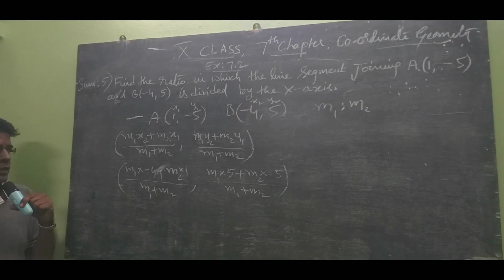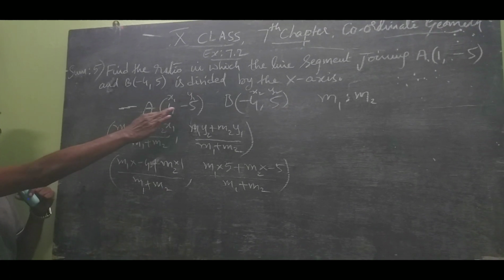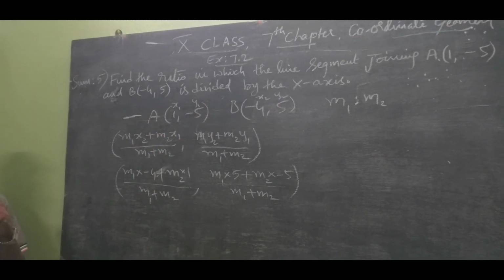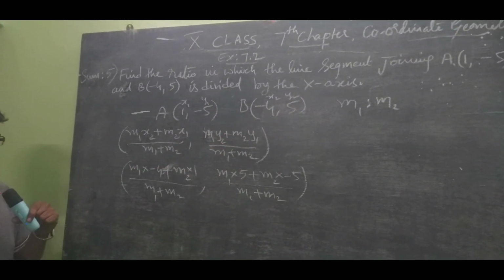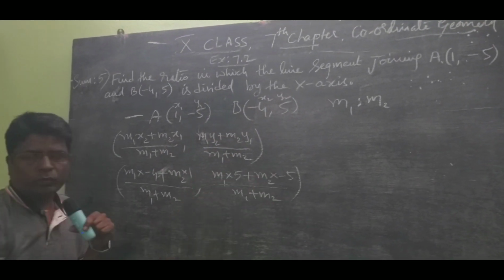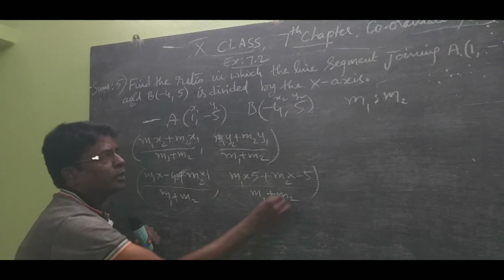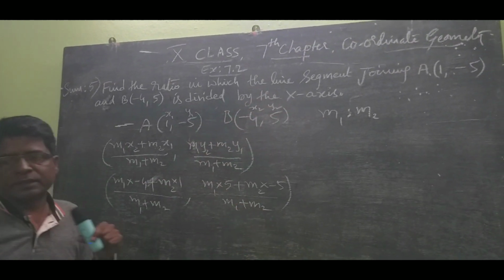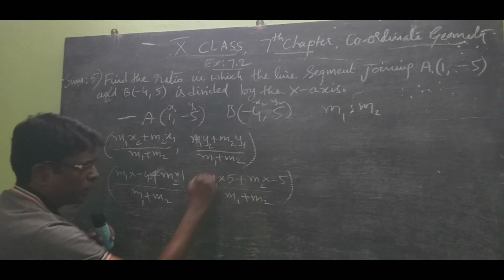Is it right? So what I did is I took the formula and substituted x1, y1, x2, y2. Because it is saying it is divided by the x-axis, we can take y as 0. Why are we taking the y coordinate as 0? Because it is divided by the x-axis. On the x-axis, y equals 0.